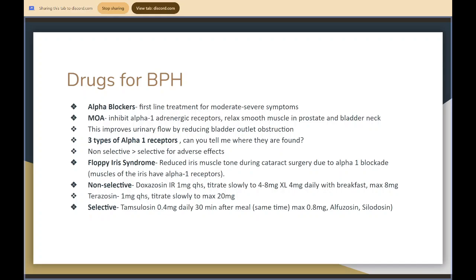There are three types of alpha 1 receptors. Can you tell me where they are found? Put it into the chat if you recall. We have alpha 1 receptors. Where do you find them? You don't have to know all three.